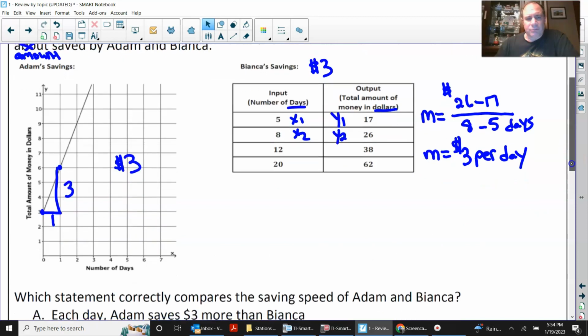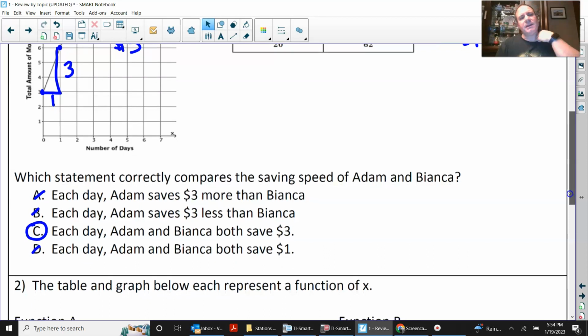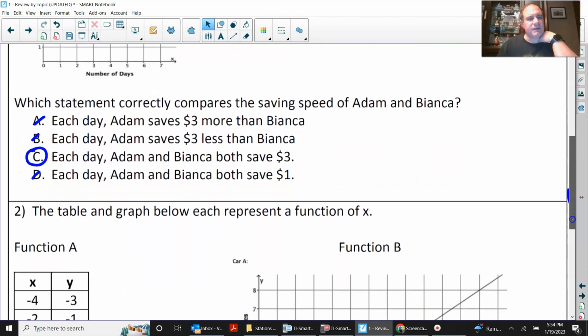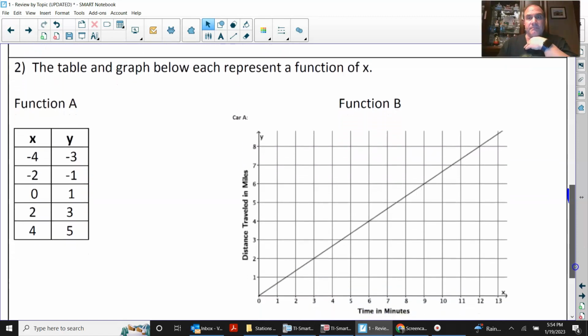That's incredible. All right, each day Adam saves $3 more than Bianca? No. Each day Adam saves $3 less? No. And they both save $3. C is the answer. And D is canceled out. So here we go. Adam and Bianca save $3 a day. They'll be rich in no time.